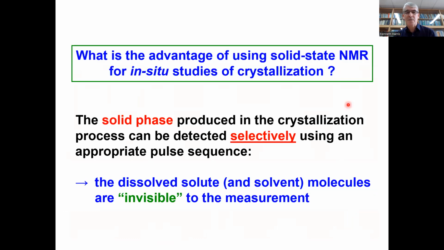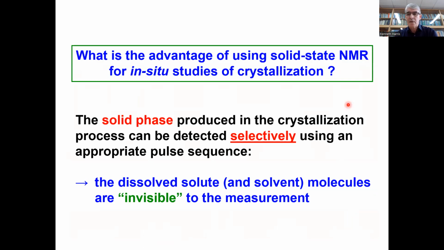So one question that we should answer is, what's the advantage of using solid-state NMR for in-situ studies of crystallization? As we know, many scattering techniques, different diffraction techniques, a wide variety of spectroscopic methods can be used to study crystallization in situ. But I want to emphasize there's one big advantage of using solid-state NMR, and that was really the basis for us focusing on solid-state NMR in this context.